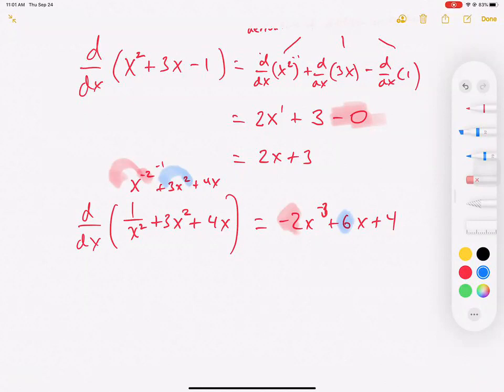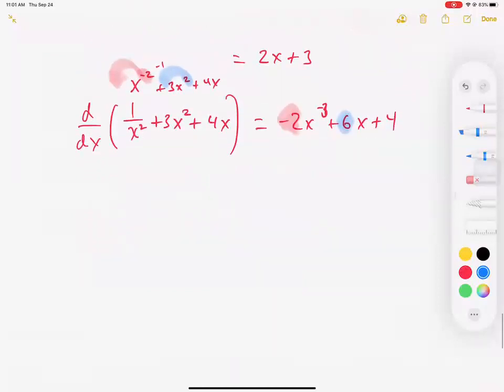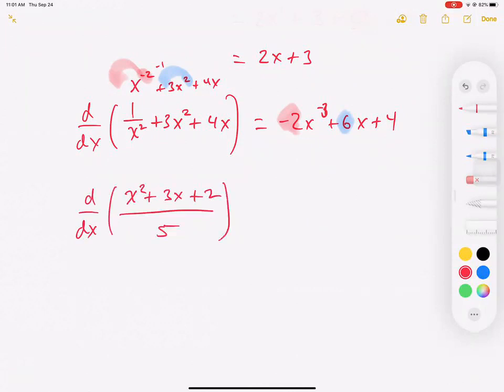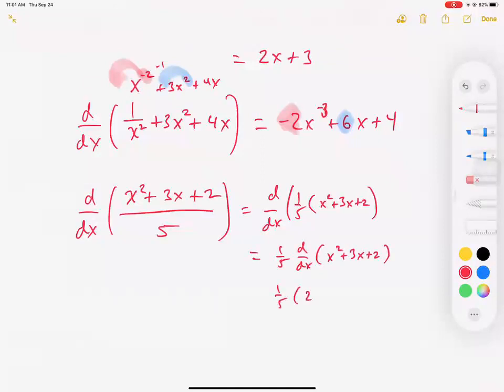Okay. If you want to mix them all together, let me give you one. If I give you d over dx of x squared plus 3x plus 2, all divided by 5, write it this way. It's the derivative of 1 over 5 times x squared plus 3x plus 2. You can see I took the 1 over 5 out. Since 1 over 5 is a constant, and derivatives kick out constants, this is really 1 over 5 times the derivative of everything else, which is 1 over 5, 2x plus 3.